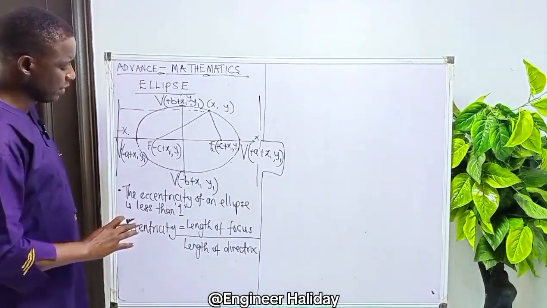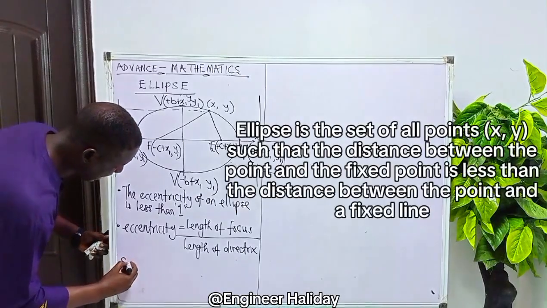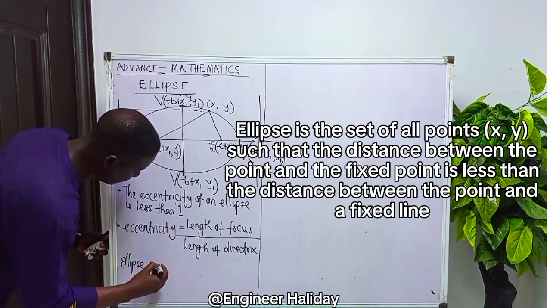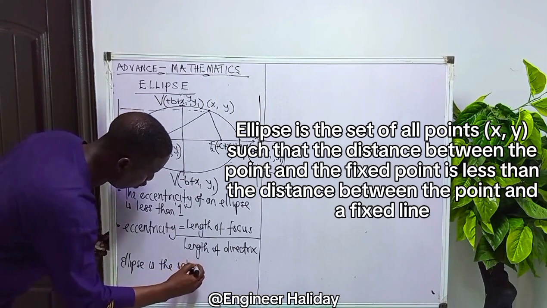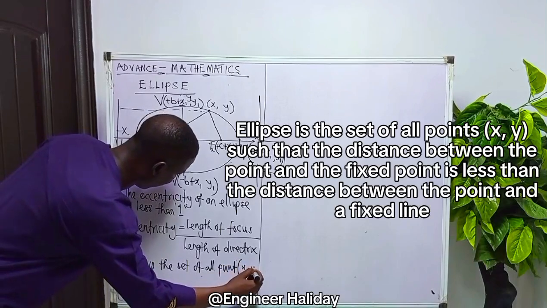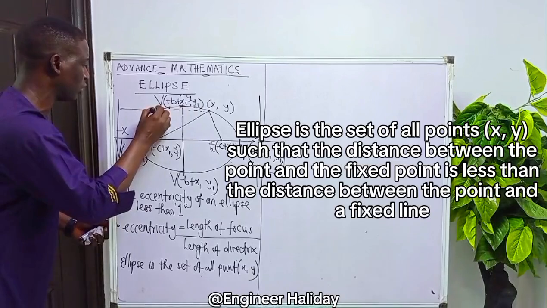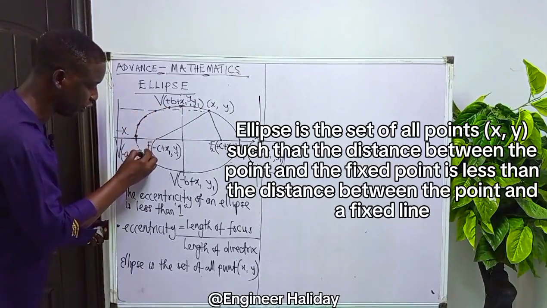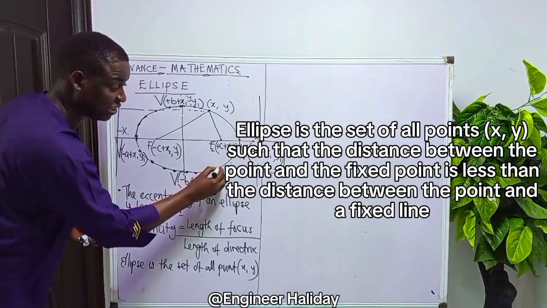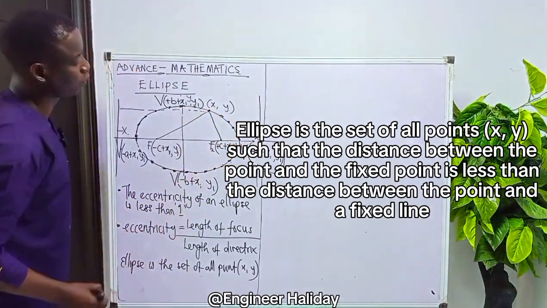But what do we mean by eccentricity less than 1? So when I say the ellipse is the set of all points (x, y), which are four points here, all these ones are points on the ellipse. How do you draw it? Because this eccentricity is what we use even in drawing the ellipse, to form that shape.